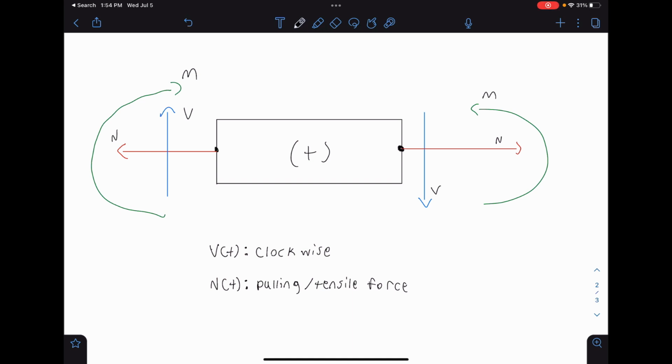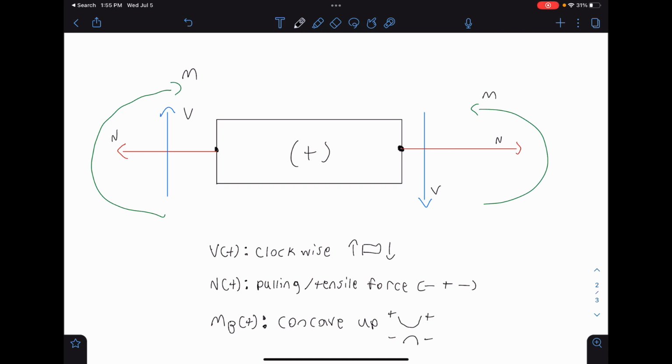And when our moment is positive, our bending moment here, it's bending the beam upwards. It's making it concave upwards, right? It's going to end up looking kind of like a bowl. So I'm going to write concave up, and then it looks like this, right? Our beam is going to end up being like this, and then concave down would be negative. So pulling is positive, and clockwise is positive for our shear forces.